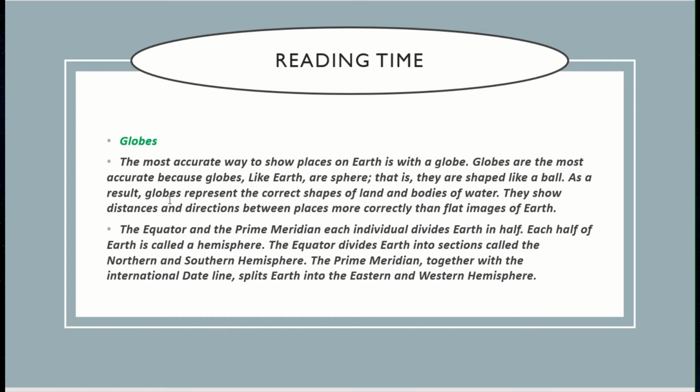Globes are mostly accurate because globes, like Earth, are spheres. That is, they are shaped like a ball. As a result, globes represent the correct shape of land and bodies of water. They show the distance and direction between places more correctly than flat images. Flat images, like the map, are one flat representation. You can see further information, and you can read this paragraph as well, as it will give you more information about that.